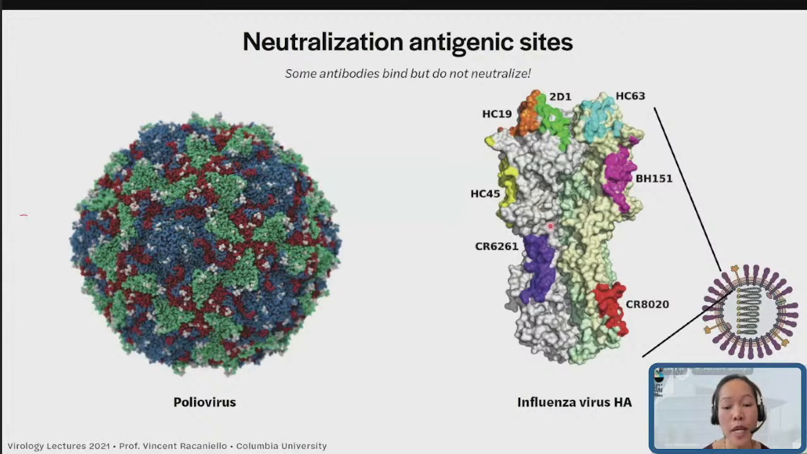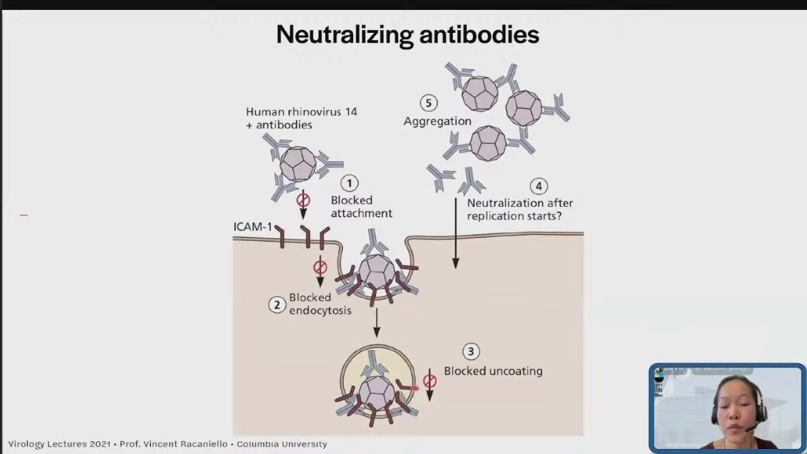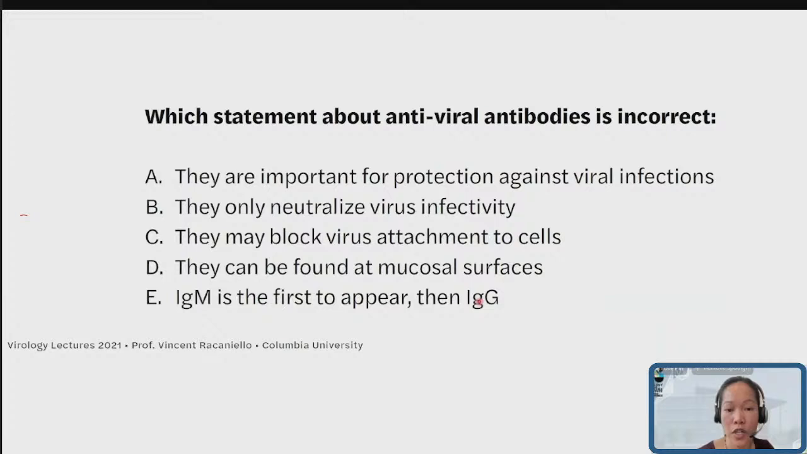This is just a SARS-CoV-2 spike. So ito yung RNA binding domain and ito yung antibody. A virus is already in the cytosol, binablock, pwede i-block din niya yung uncoating. So hindi lang virus entry ang pina-prevent ng neutralizing antibodies. Which statement about antiviral antibodies is incorrect? Incorrect. So I hope, and I'll just be very quick, that they only neutralize virus infectivity, which is not true.